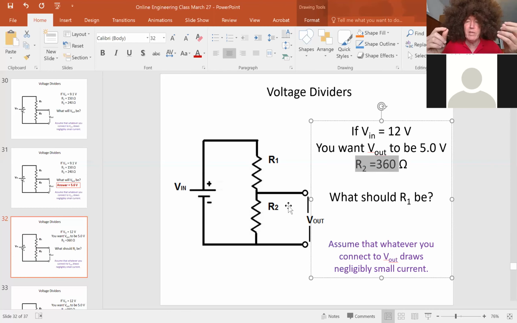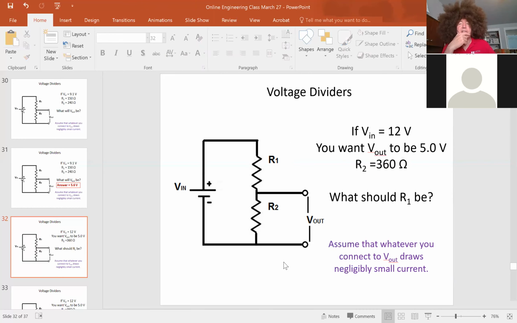And then I'm going to assume that I have a whole bunch of other resistors. So I need to know what value of resistance I should pick for R1 in order that the output voltage here will be 5 volts, like I want it to be.